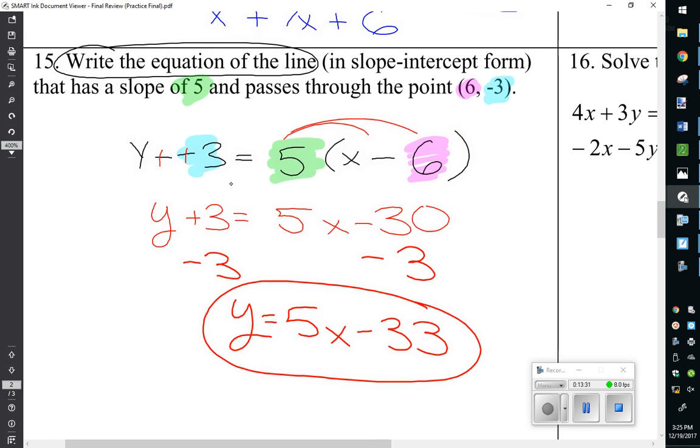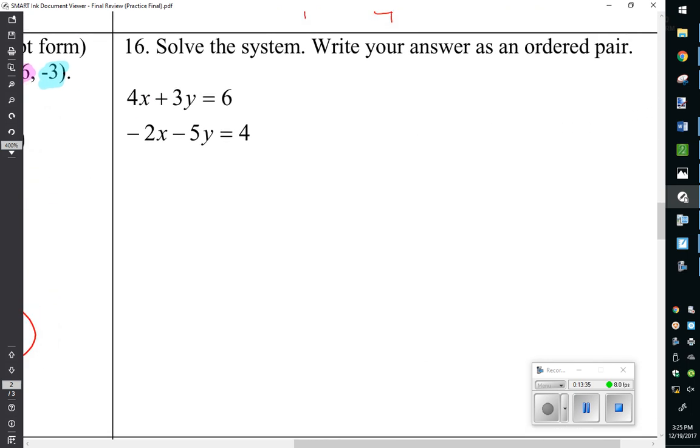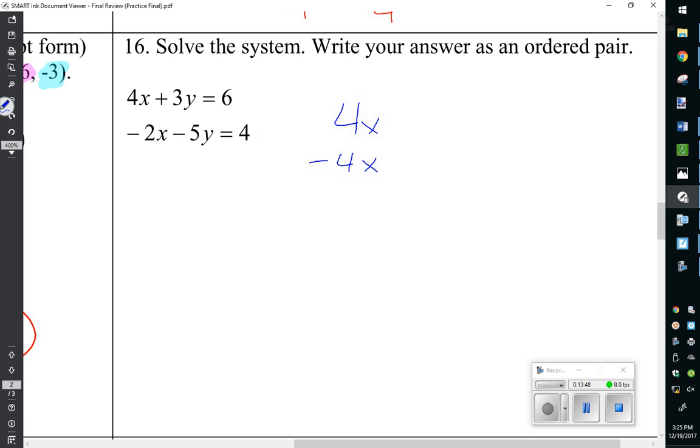Number 15. Number 16, solve the solution. Write your answer as an ordered pair. We're looking for something easy to cancel here. This is 4x and this is negative 2x. So something that would be really easy here is if I had 4x on top and a negative 4x on bottom. Those two things would be opposite and would therefore cancel.